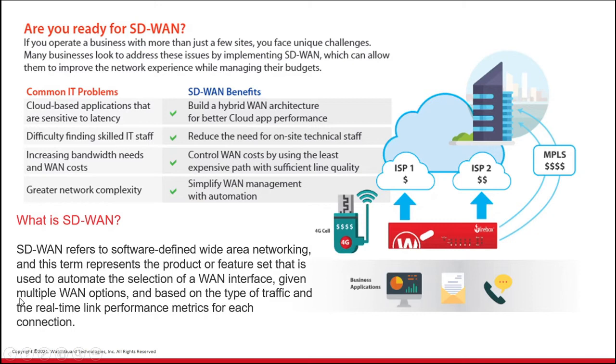So what is SD-WAN, right? SD-WAN refers to software-defined wide area network. This term itself is kind of changing depending on the vendor, depending on the environment that we're using. At the ISP level, it's a little bit different from the client's level or the enterprise's level. So it represents the product or feature set that is used to automate the selection of the WAN interface, given that we have multiple WAN options, based on the type of traffic and the real-time link performance metrics for each connection. So mainly it is doing the selection of the outgoing interface depending on specific criteria.